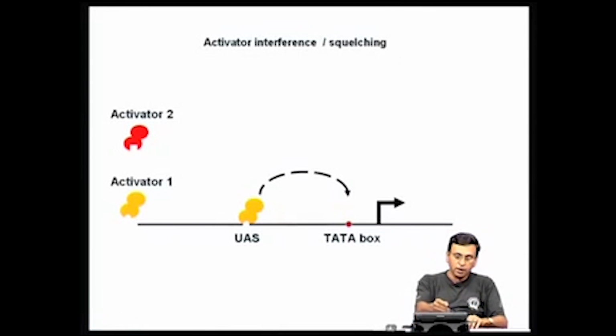Let us say, for example, there is an activator 1 and an activator 2. These two activators bind to two different sequences. So, this is the DNA binding domain and transactivation domain for activator 1, and the DNA binding domain and transcription activation domain of transcription factor 2.